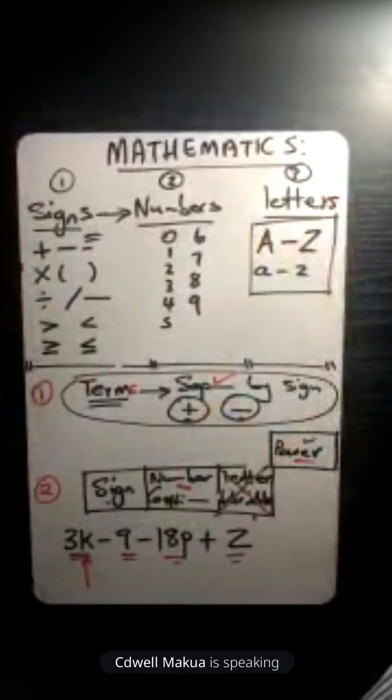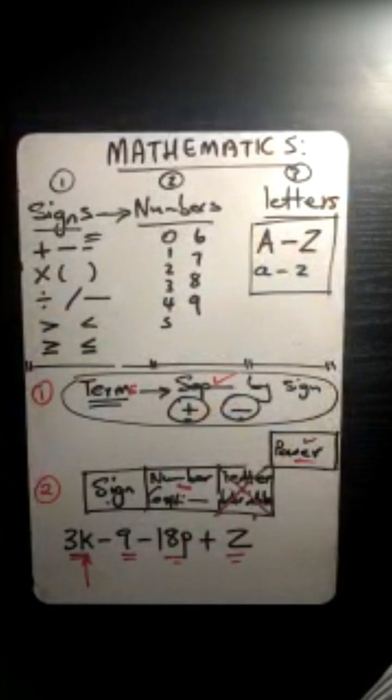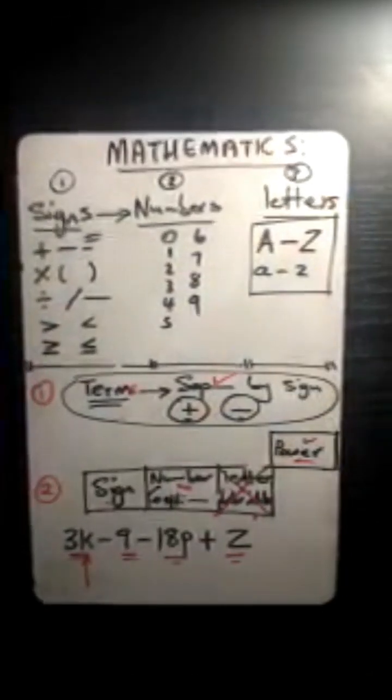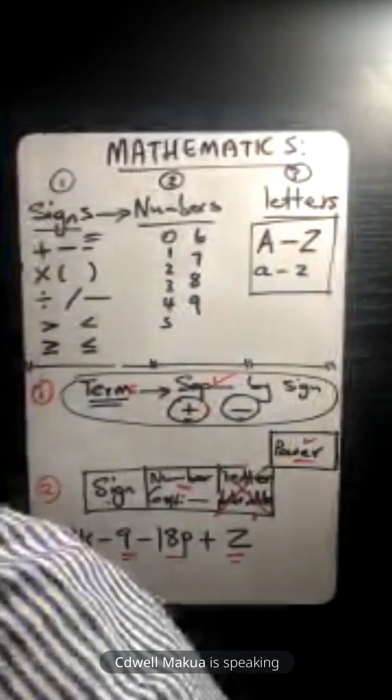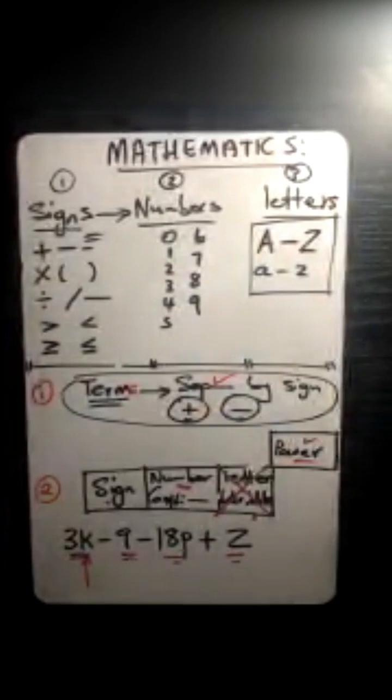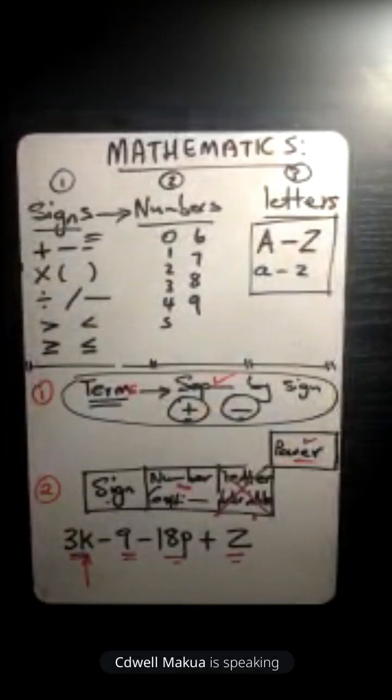Okay, it's positive 3. Actually, a positive is gonna be a sign, and then 3 will be a number, and K will be a letter. Let me start afresh.